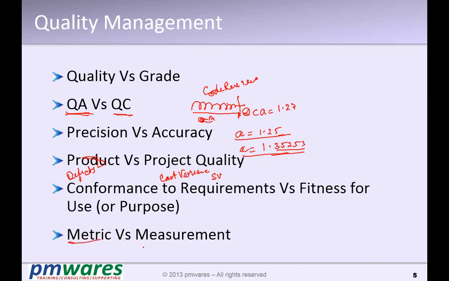Now we look at metrics and measurement. It is the metrics which get measured. So schedule variance and cost variance are metrics, and they will be measured during the project execution. Number of defects is a metric. Right? Productivity, all these are metrics and they are measured.